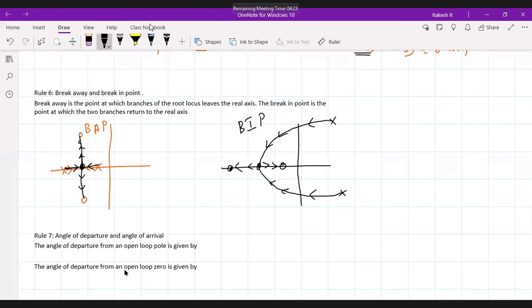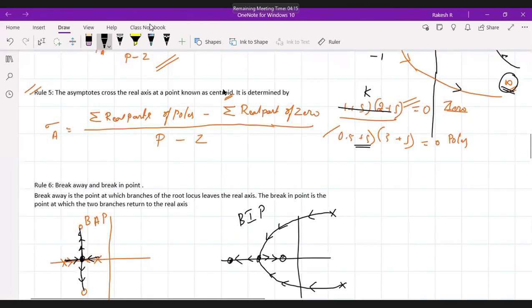Right. Next is, yeah. Fifth point, can you just show once again the formula? Formula, yeah. This is the summation of real parts of poles minus summation of real parts of zeros divided by P minus Z.